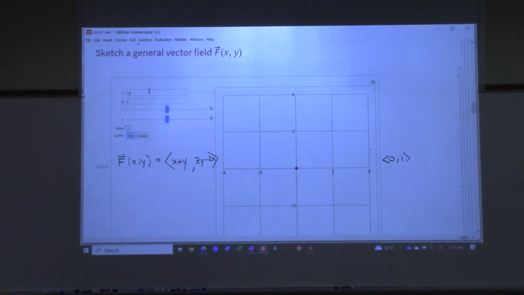Let's do this one first. Let's see what happens here. X plus y, and then 3y minus 2x. Okay, so I'm just going to start moving this around, see what happens. Okay. It's like John Travolta, right? And then this way. Okay. Let's look at it.